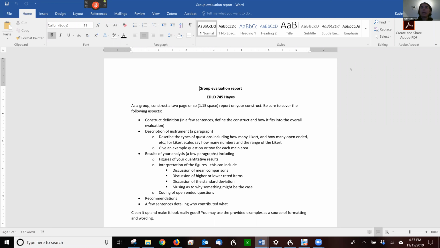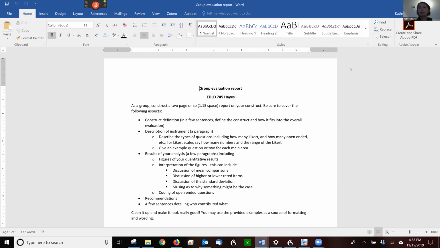Be sure to cover the following aspects: a construct definition. So in a few sentences, define the construct and how it fits into the overall evaluation. And you might have done a little bit of this work already. Then a description of the instrument, results of your analysis, and recommendations.